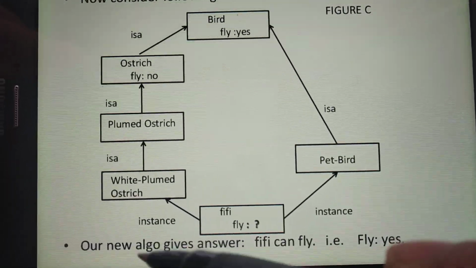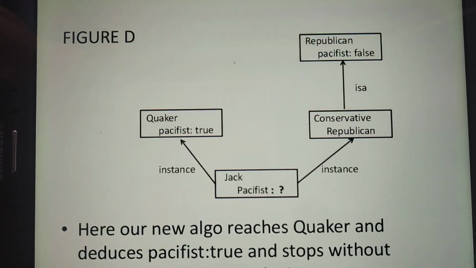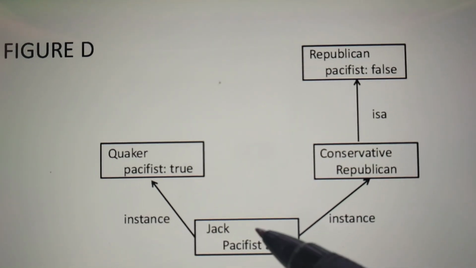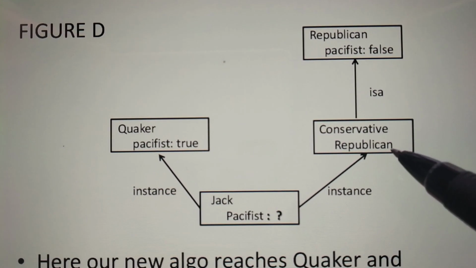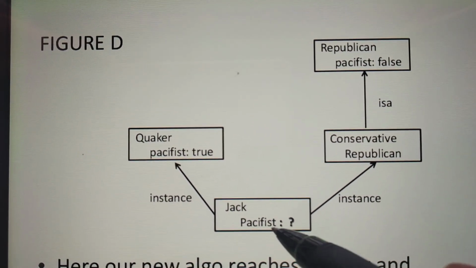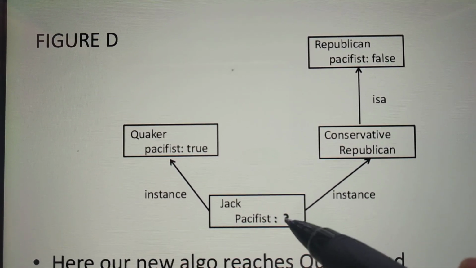Now let us use the same path length algorithm for the next figure and see what answer it gives. Let's consider this now. Jack is an instance of Quaker. It's also an instance of conservative Republican. Your query, your aim is to find out whether Jack is a pacifist, that is whether it is true or false. Again we use the same algorithm.